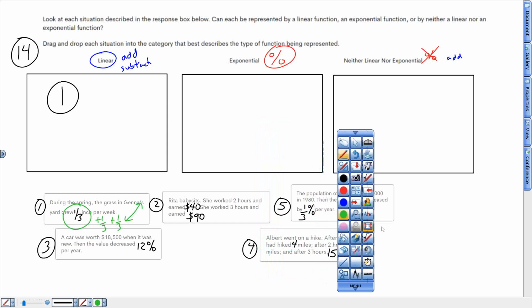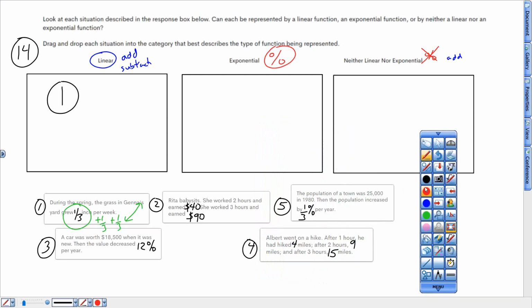All right, next problem, a little harder. I have $40 for 2 hours, and then I have $90 for 3. For this one, you've got to find if it's going up at the same amount, the rate. So here we go. $40 divided by 2 hours. What's that unit rate? That would be $20 for every hour. And for the blue, that would be 90 divided by 3 hours, which would give me $30 per hour.